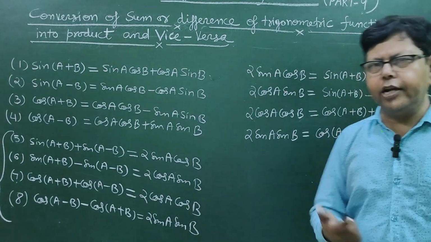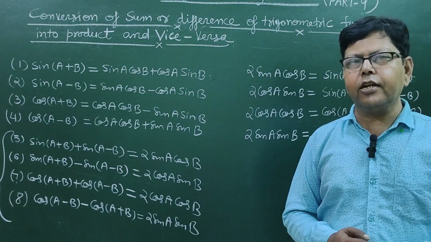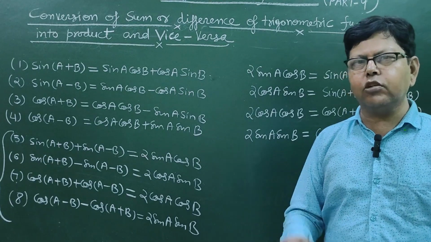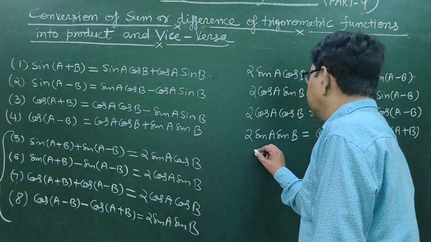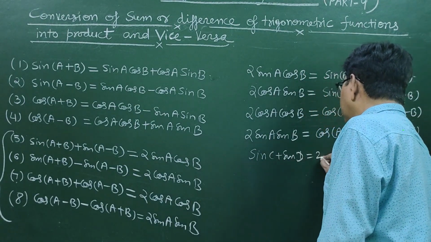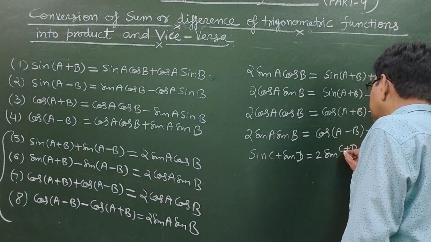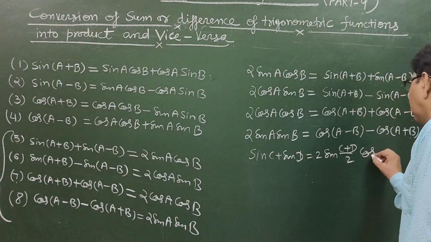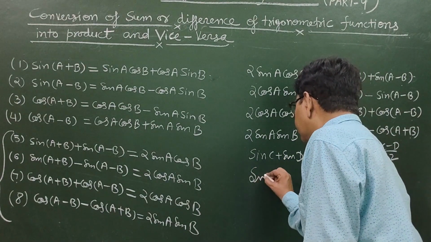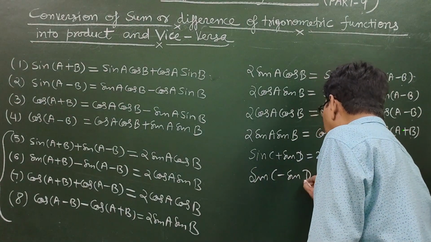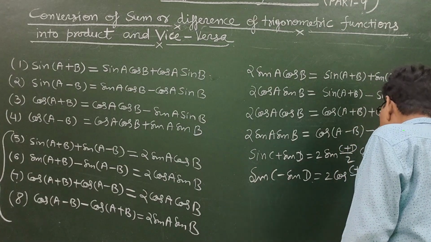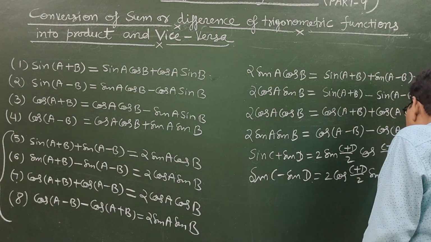And I have already derived how we can convert the sum into product, again revising those formulas. If you have sin C plus sin D, then this is equal to 2 sin (C plus D) upon 2 cos (C minus D) upon 2. Sin C minus sin D is equal to 2 cos (C plus D) upon 2 sin (C minus D) upon 2.